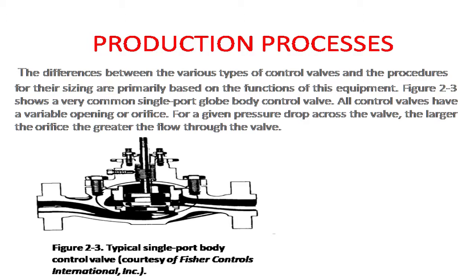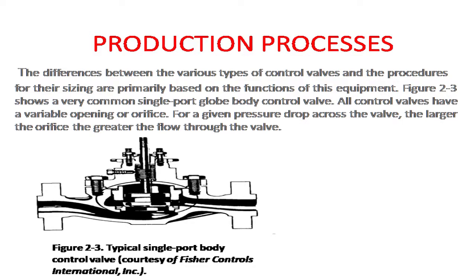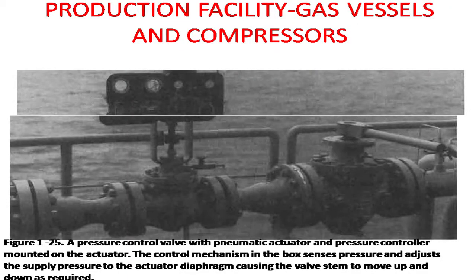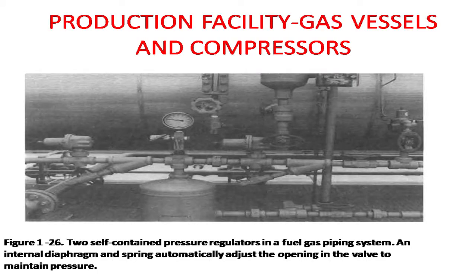Now, the pressure control valve with a pneumatic actuator and pressure controller mounted on the actuator is shown on the board. Look at it. That's a typical pressure controller. The need for regulating pressure cannot be overemphasized, because we need to control flow, or else there will be explosion or breakage. From the safety perspective, we need to monitor our pressure and control it. Two self-contained pressure regulators in a fuel gas piping system are also shown on the board. This is just to give you a general view.